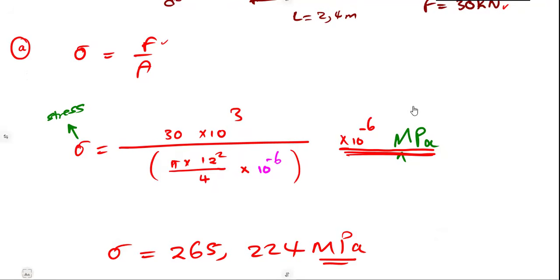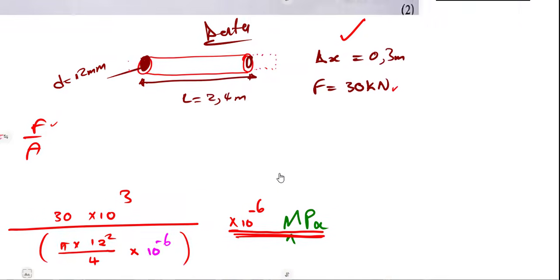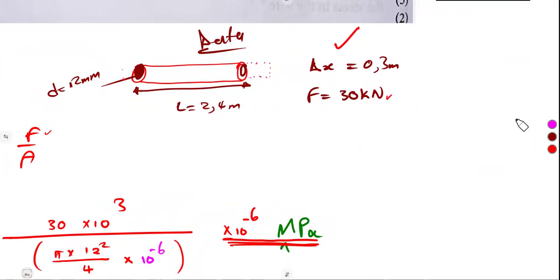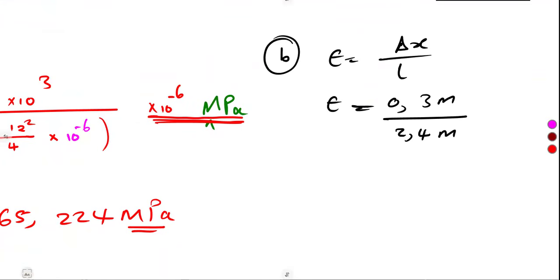Anyways, without wasting time, let us quickly do the B part, the strain. The strain, as we saw from the formulas, comes from the change in length and the original length. This one was a direct question because we have got the two. So B, that was the strain: the change in length over the original length. So the change in length, 0.3 meters, over 2.4 meters. You must be careful about the units here.